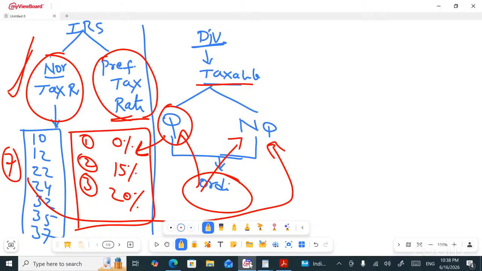So finally, that is the reason dividend incomes are identified on Form 1040 as qualified dividend and non-qualified dividend. The reason behind it is what rate is to be applied in calculating the tax amount.